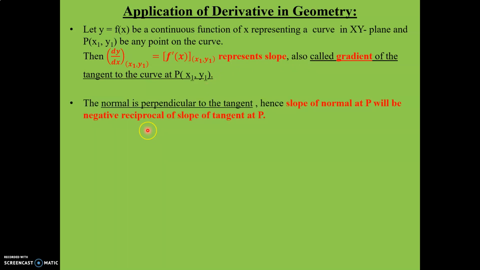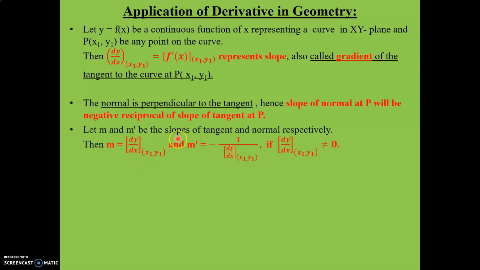The normal is perpendicular to the tangent. To find the normal, it will be perpendicular to the tangent. So once you have found the slope of the tangent, you can take the negative reciprocal of the value. Hence, the slope of the normal at a particular point P will be the negative reciprocal of the slope of the tangent at P.